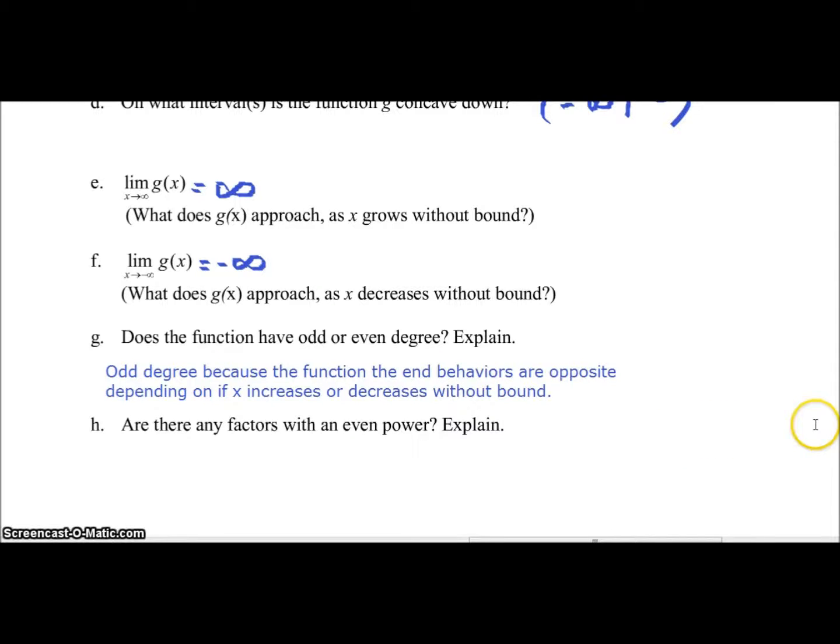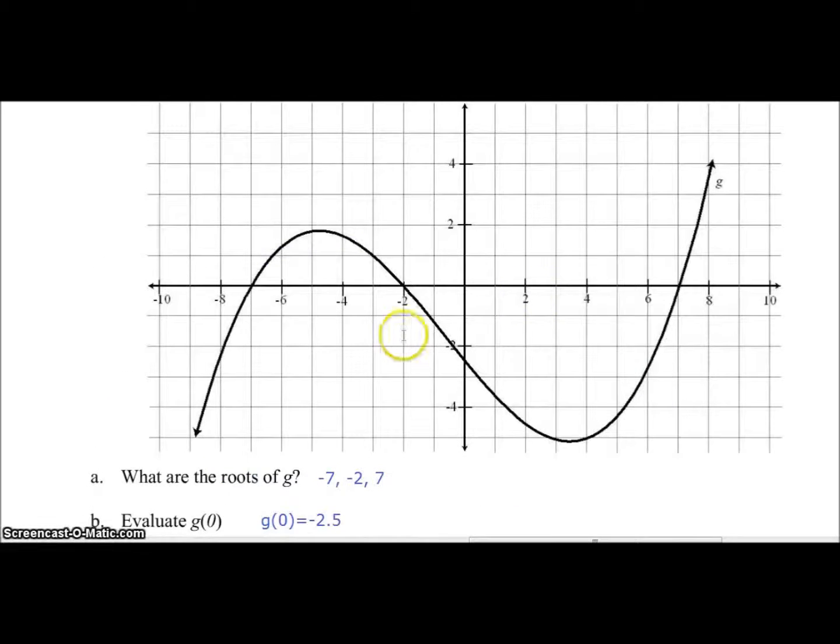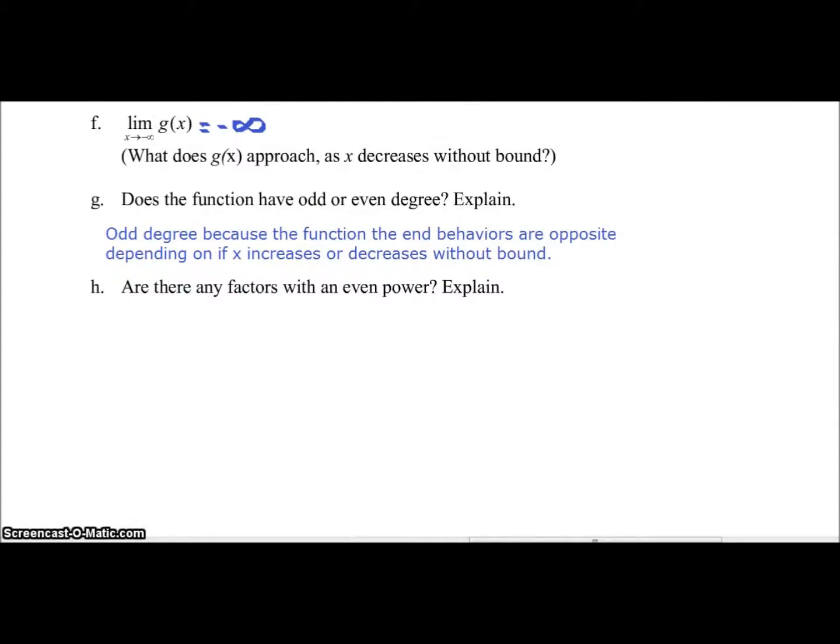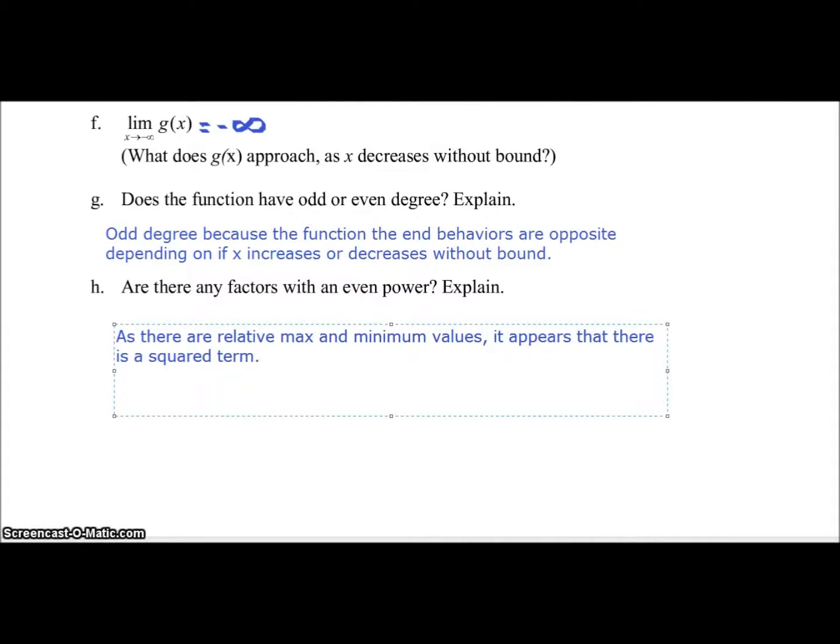And then, are there any factors with an even power? I would say yes, because we have these relative maximum points and minimums. That means that it's not just a pure odd function, there's an x squared term in there somewhere. Now actually, this answer would be the answer to this question: are there any terms with an even power?